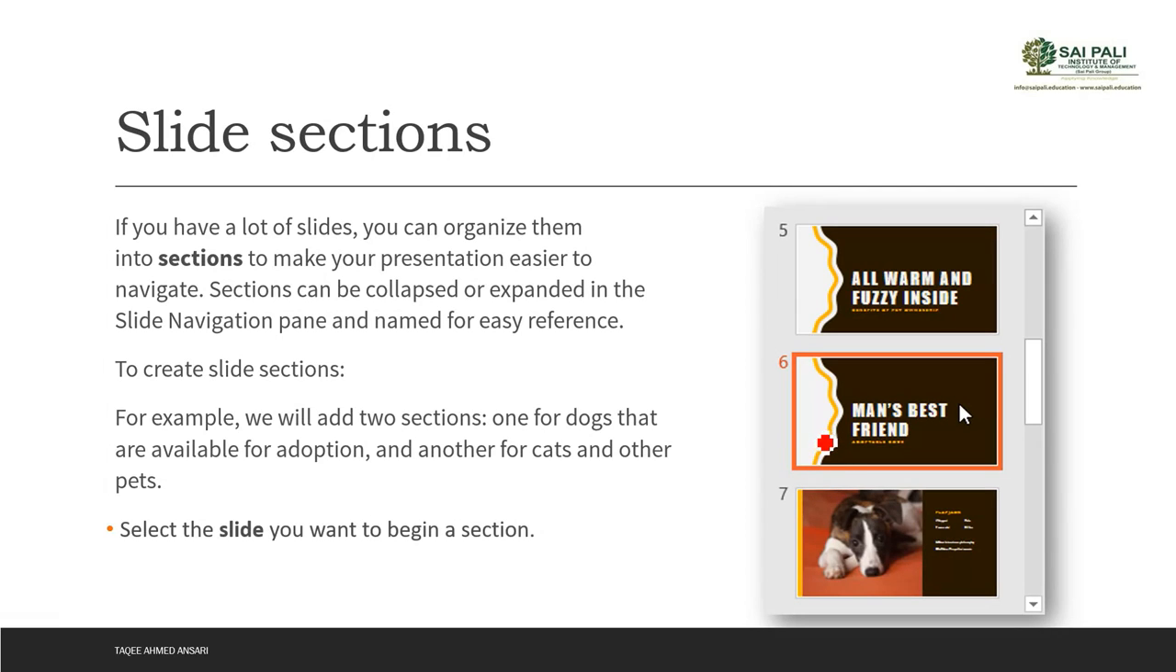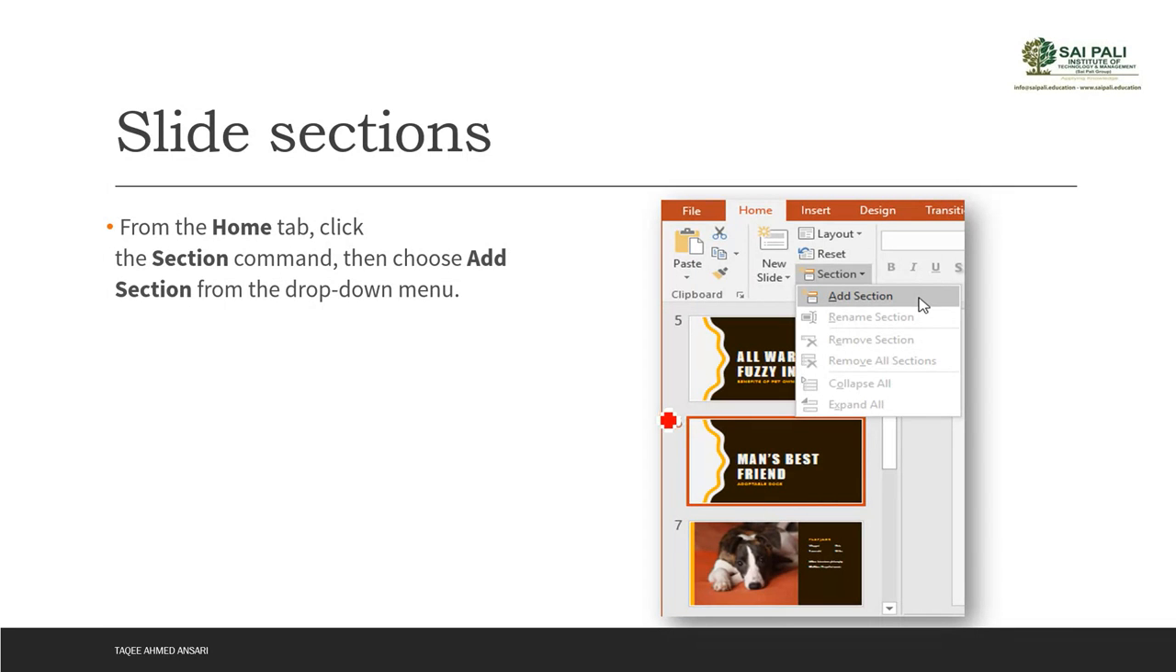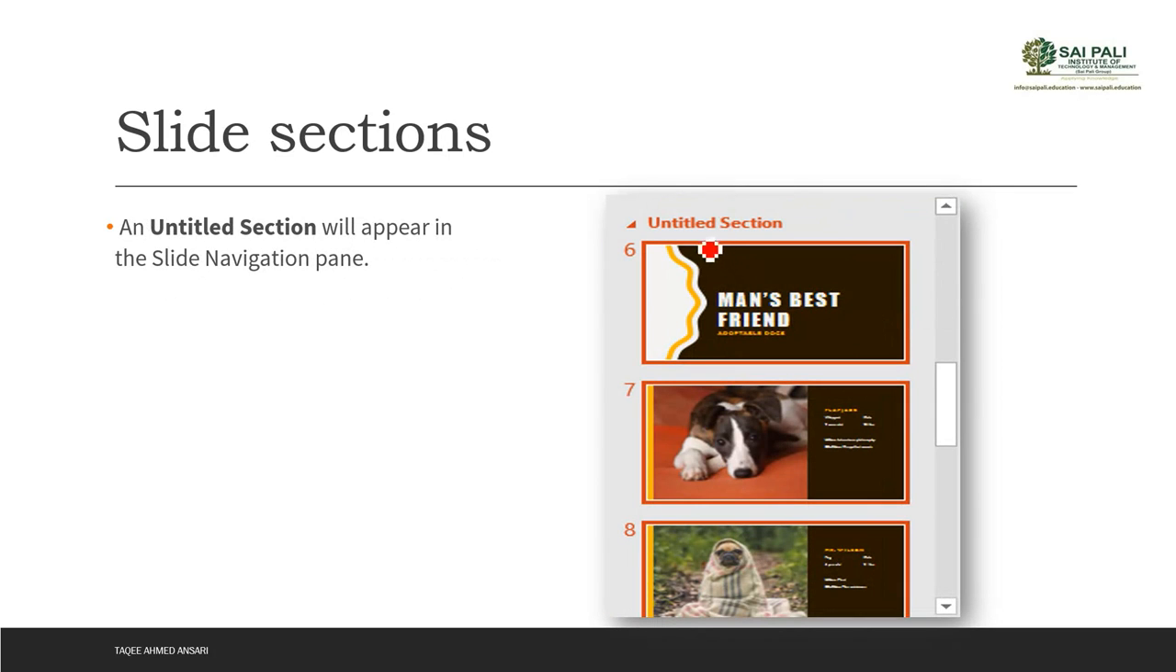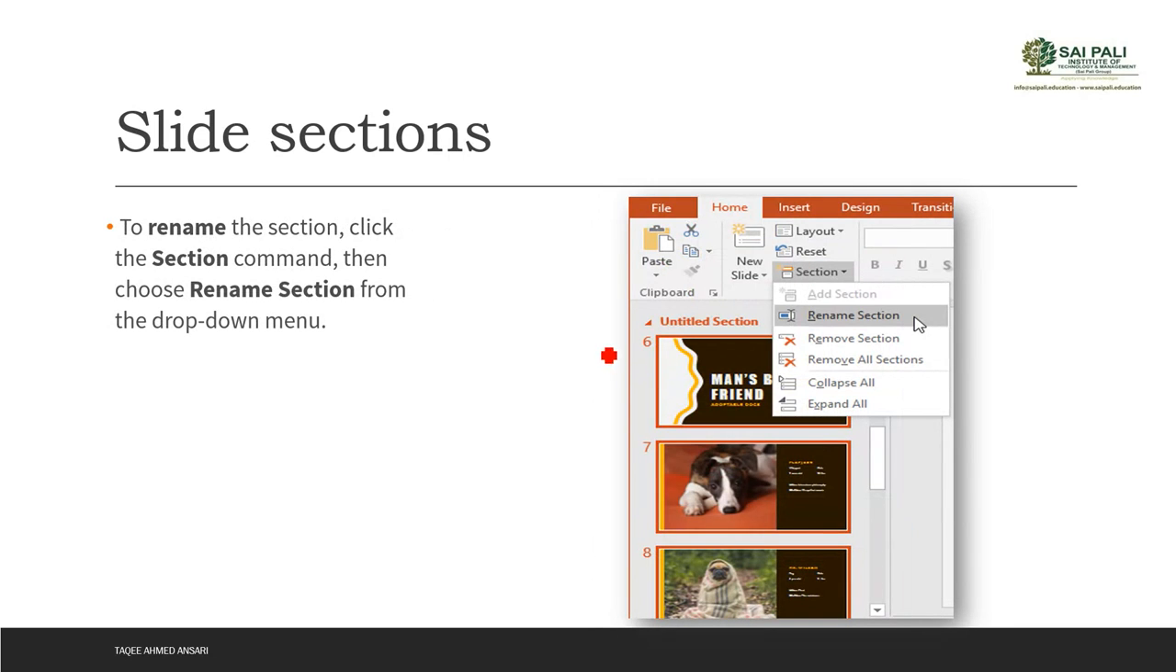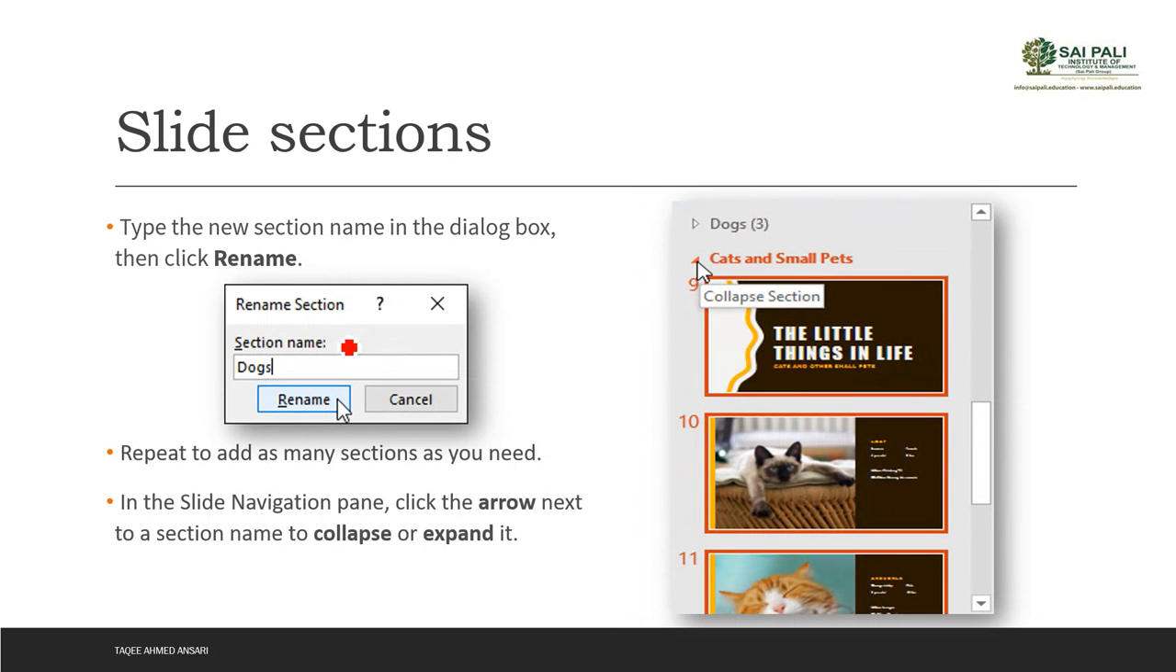For creating a section, first select the slide where you want to create the section, then go to the Home tab, and in the Slides group you have this Section command. When you click that drop-down command, you will see the option to add a section. When you add it, it will be a default untitled section. If you want to give it a name, select the section again, go to the Section command, click Rename, and then name it whatever you want. Also, you can close those sections and open them again.